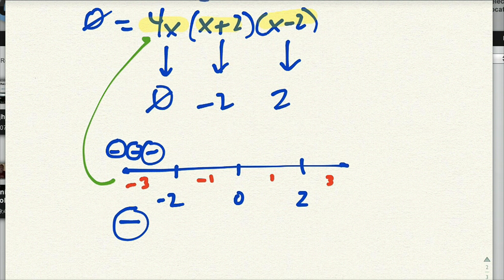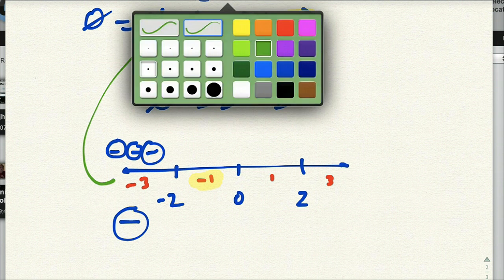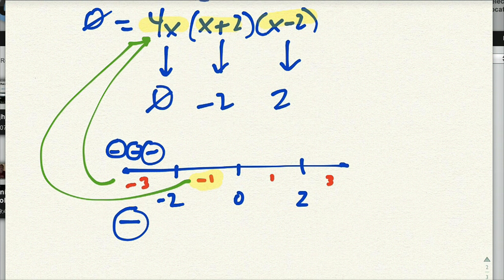Okay? I'll now test negative 1. If I plug negative 1 into 4x, let me just draw that for you, put negative 1 there, I'm going to get a negative number. If I plug negative 1 into x plus 2, I'm going to get a positive number. And if I plug negative 1 into x minus 2, I'm going to get a negative number. Negative times positive times negative will give me a positive number. This tells me that between negative 2 and 0, it's positive, or it tells me that it's increasing.